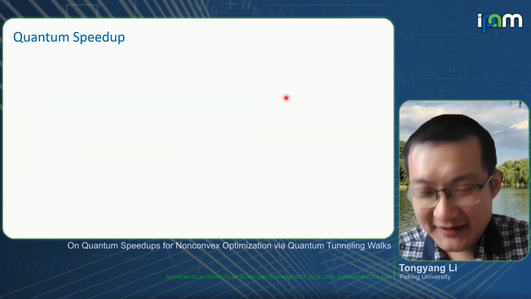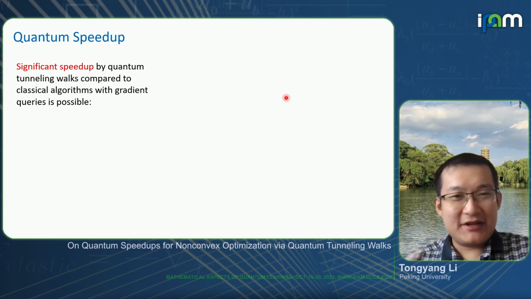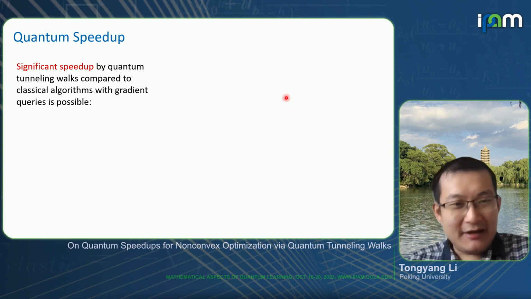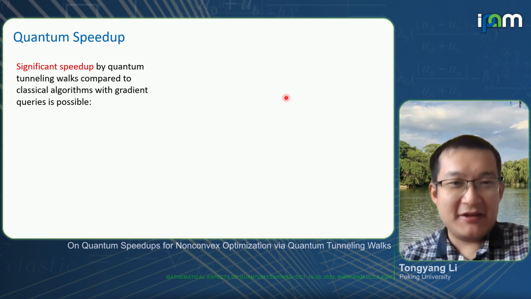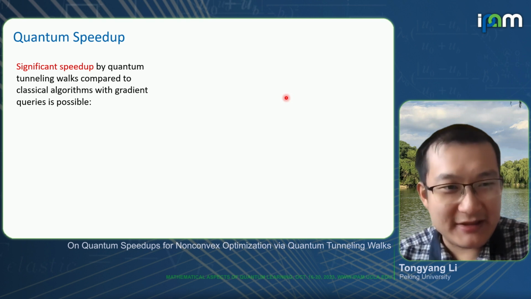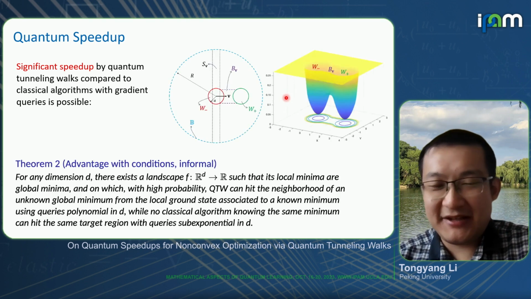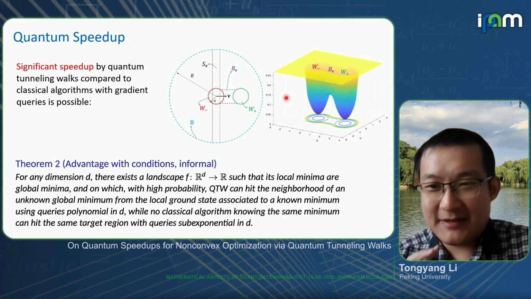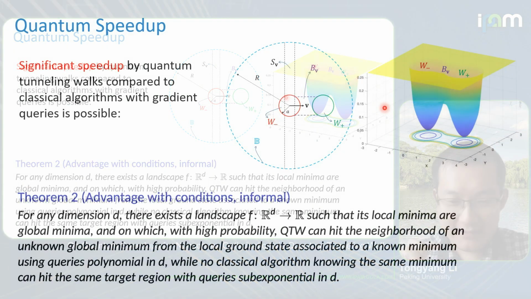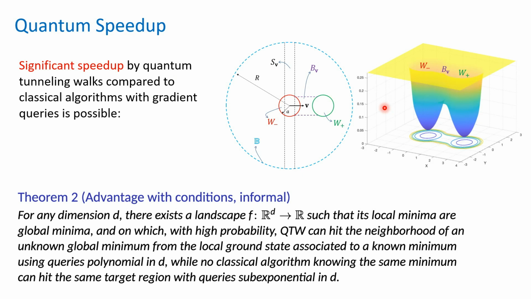So this is the first point, and the other point is that we can also talk about quantum speedup. We show that significant quantum speedup by quantum tunneling walk is possible. The problem that we studied is something like this. We consider a specific landscape that has two local minima. One of the local minima is sitting at the origin, but we don't know the position of the other local minimum, and we want to find it.